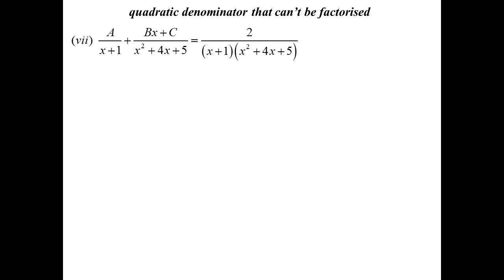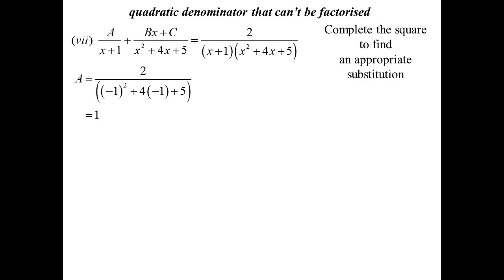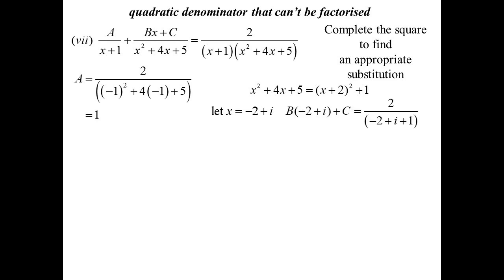The quadratic denominator that can't be factorised. Okay, well, the a I can find, not a problem. What makes x squared plus 4x plus 5 equals 0? Well, to find the good substitution for this, complete the square and we'll find the substitution. It's going to be minus 2 plus i I'll use. So minus 2 plus i will make this disappear. Sub it in. A little bit of work, but we get there.